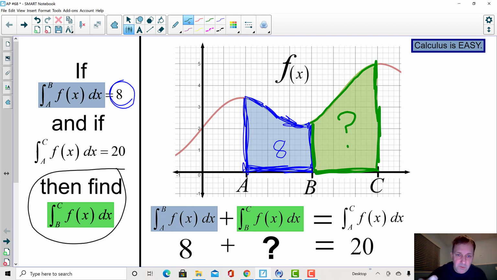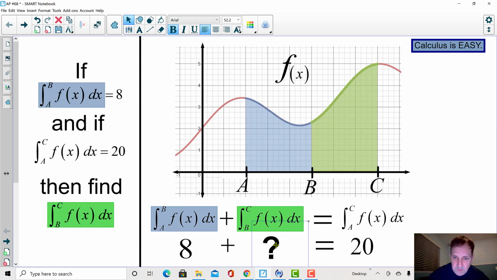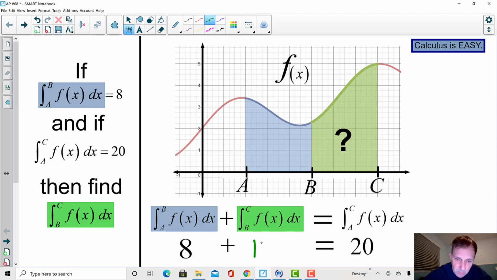But we know that the integral from a all the way to c is going to give us 20. So if the entire thing is 20, what is this question mark going to be? Well, it has to be 12. If our question mark is 12, then we would get 8 plus 12 is equal to 20, and that is correct. So this is kind of like a real easy little puzzle here that we got to figure out. And if you understand the picture, it makes it really, really easy. All right, let's go to the next question.